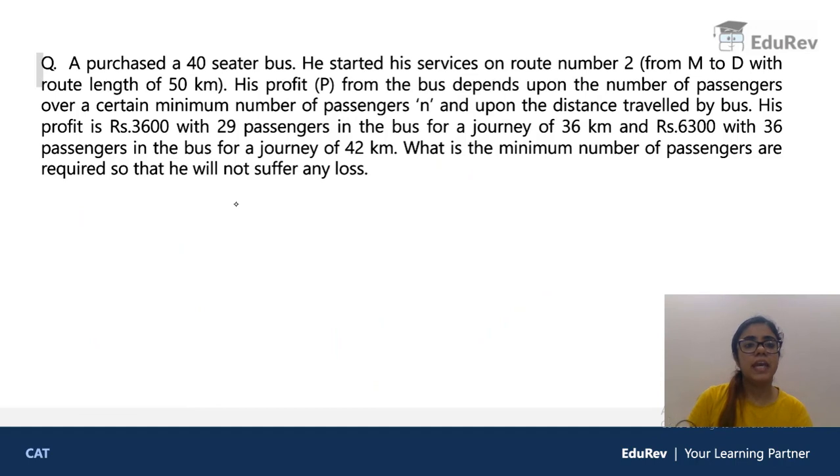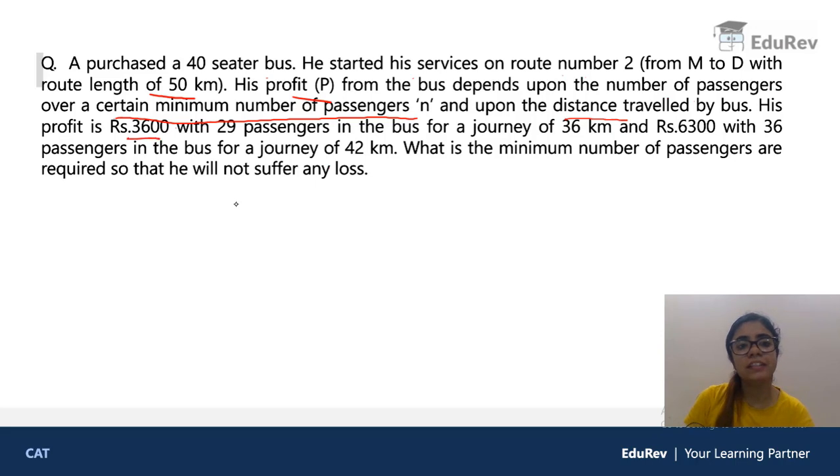It says A purchased a 40-seater bus. He started his services on route number 2 from M to D with route length of 50 kilometers. So he's purchased a bus. He started his services on a length of 50 kilometers. His profit P from the bus depends upon the number of passengers over a certain minimum number of passengers N and upon the distance traveled by the bus.